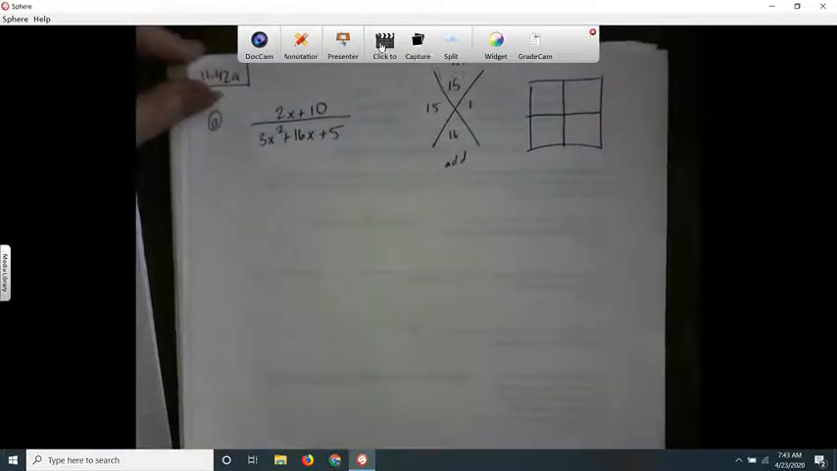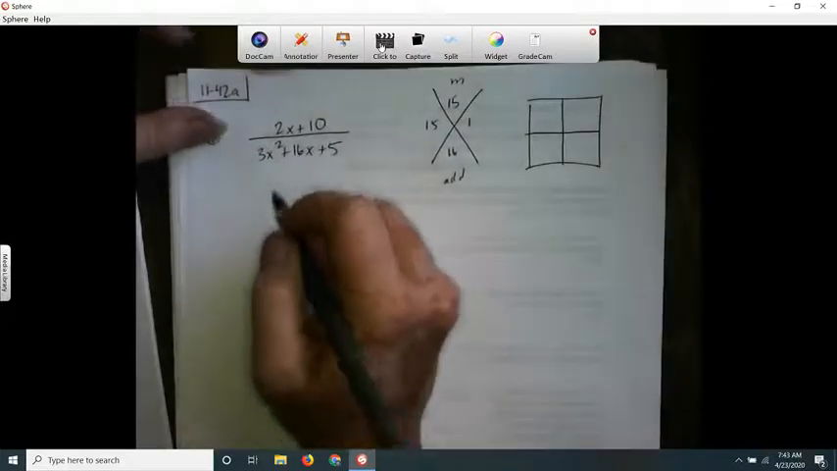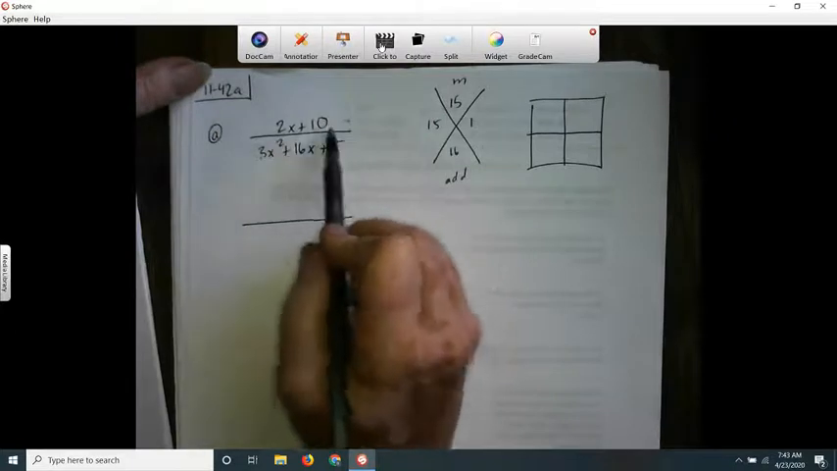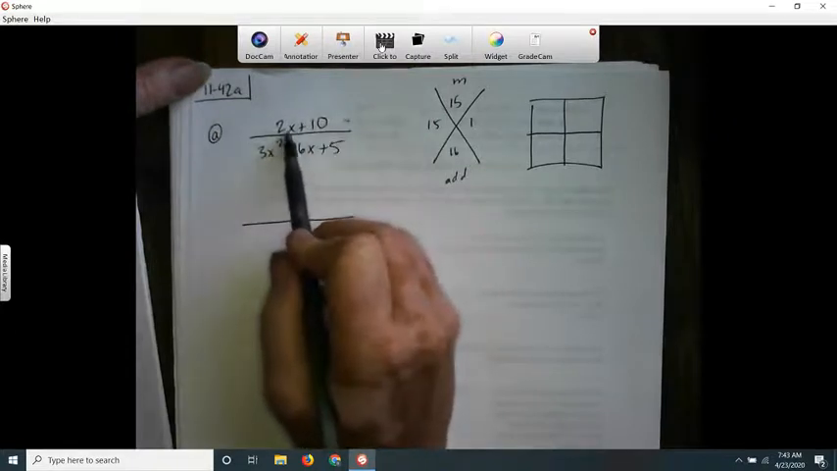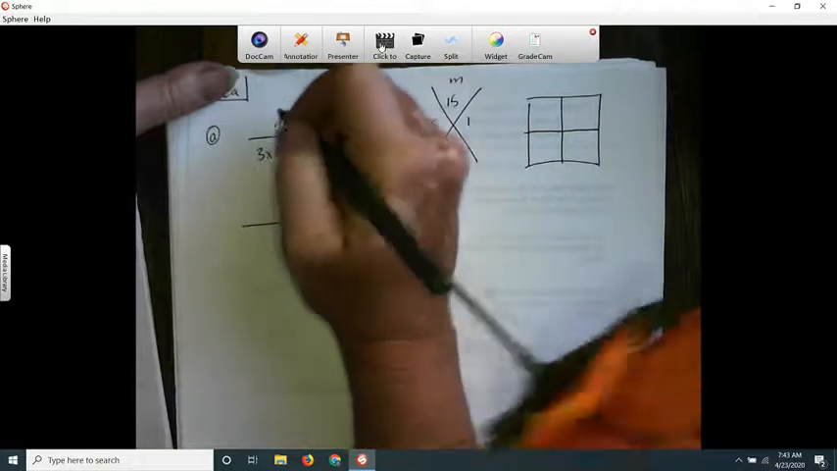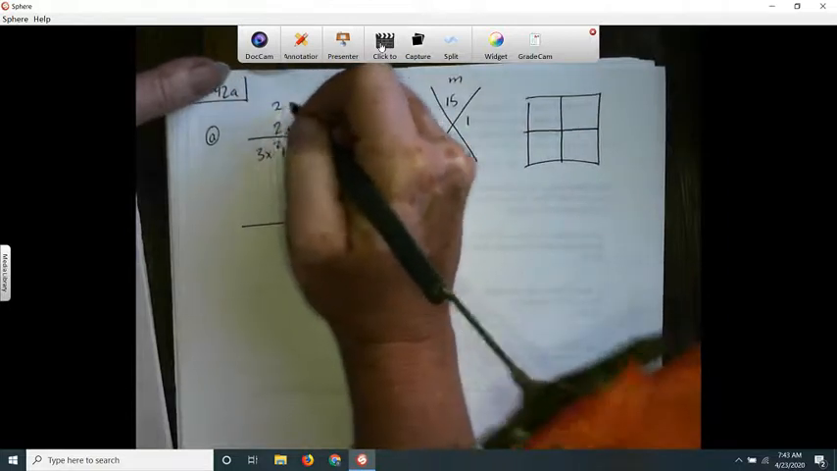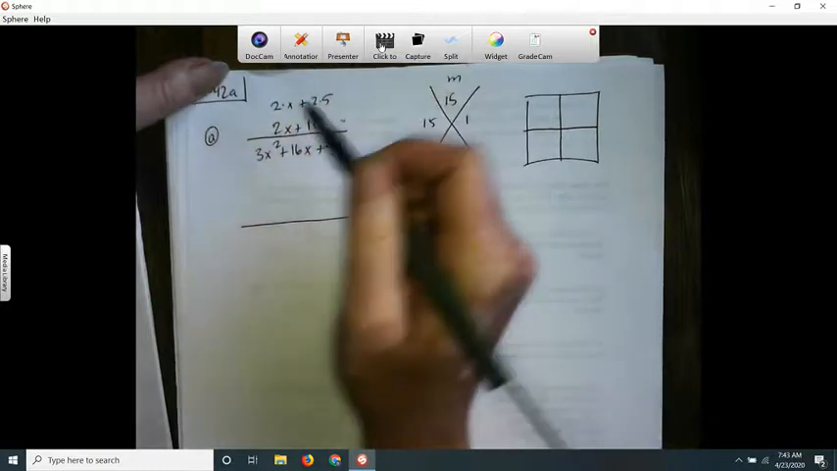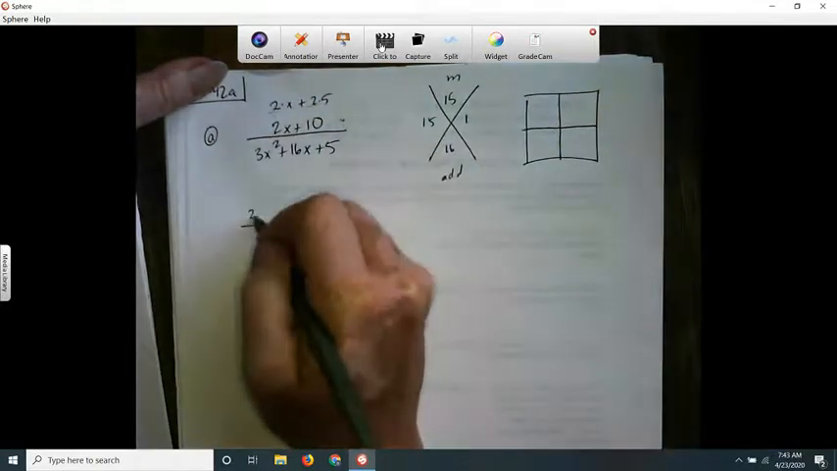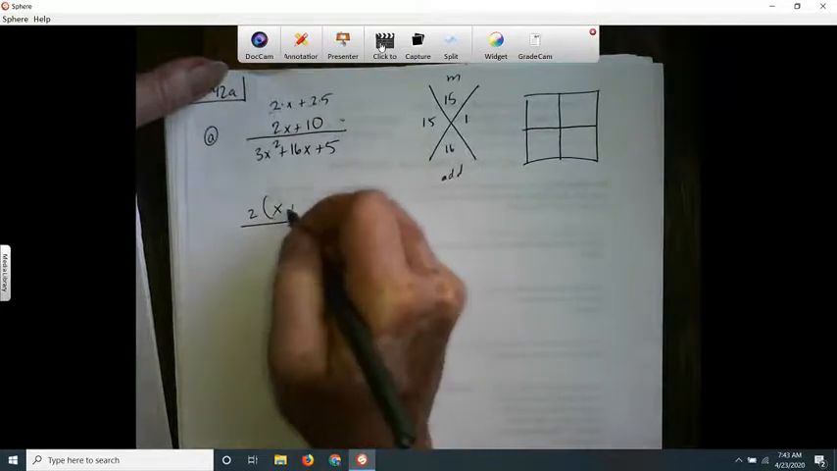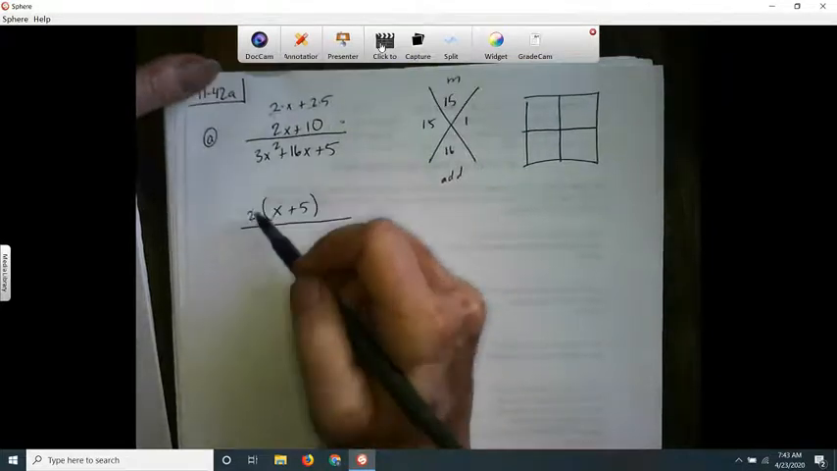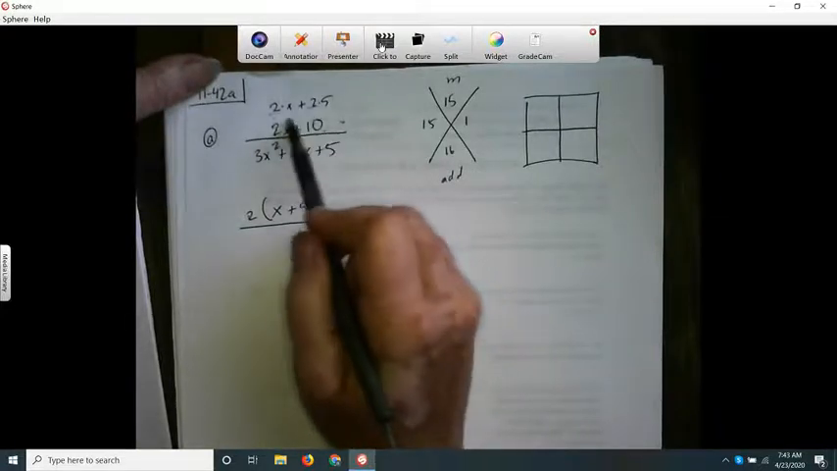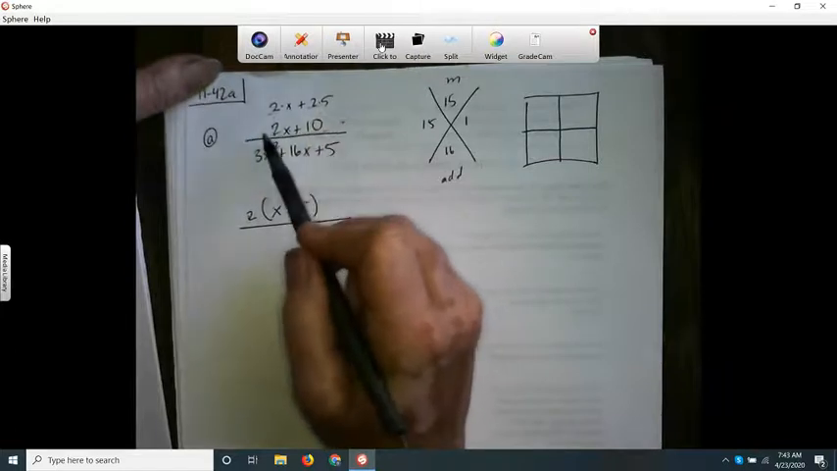The top, the numerator, I can take a 2 out because this is like 2 times x, and this is like 2 times 5. So I can factor a 2 out like this, and then I end up with x plus 5. And if I wanted to check that, I would go 2 times x is 2x, and 2 times 5 is 10. So on this, you're not doing a diamond problem, you're just factoring out the greatest common factor.